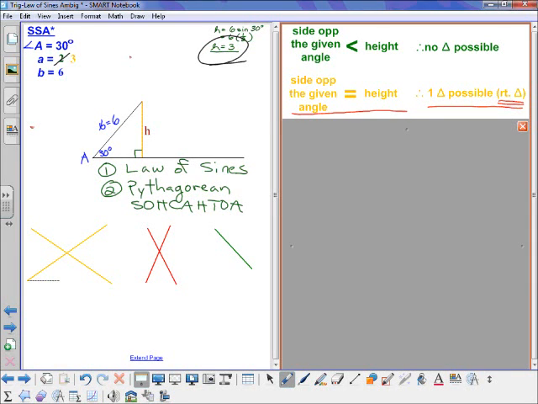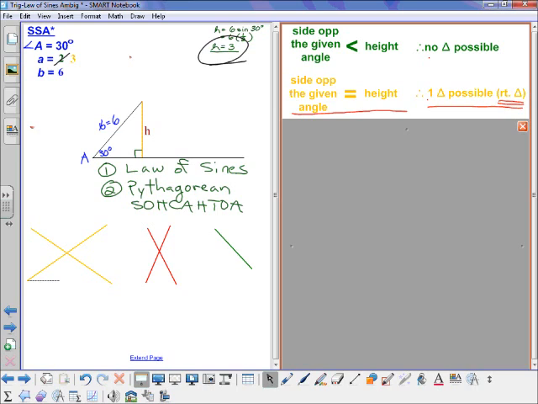Okay, now, you might have noticed already, this was 0 triangles possible, when it's less than the height. This is 1 triangle possible. We're kind of counting up. So guess what the next case is going to be? It's going to be 2 triangles possible.